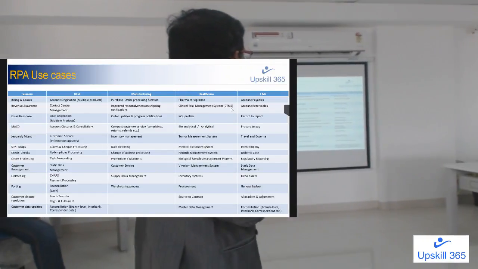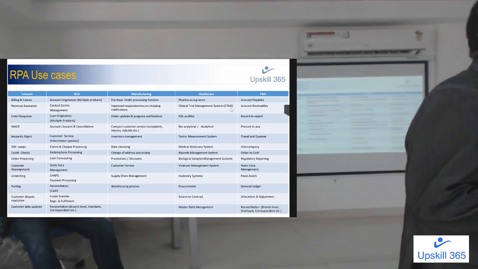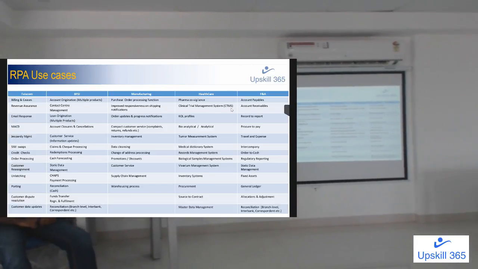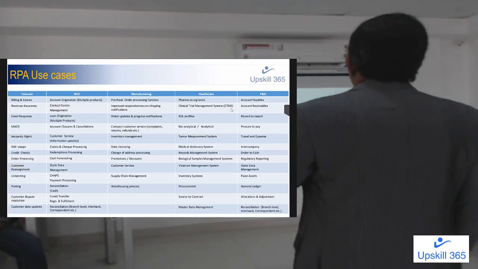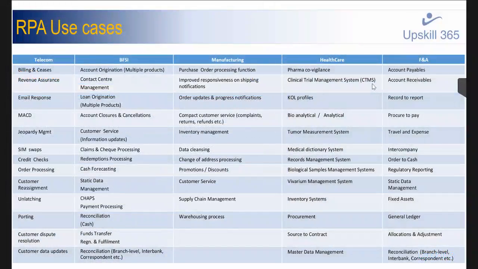So next is RPA use cases. As I said, this is applicable for all industries and all verticals. If you take telecom, there's billing, revenue assurance, email response, MACD, jeopardy, order processing, hundreds of use cases. Similarly banking and manufacturing. In manufacturing, from the vertical side there are not many use cases, but in the horizontals, procurement, invoice management, material management, there are hundreds of use cases. Even manufacturing and retail have many use cases on the horizontal side, not on the vertical side.